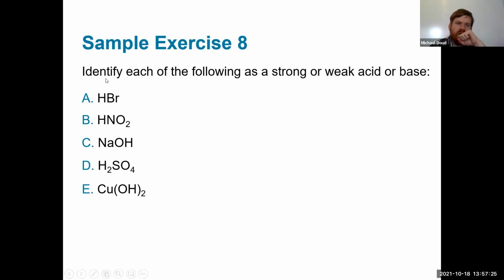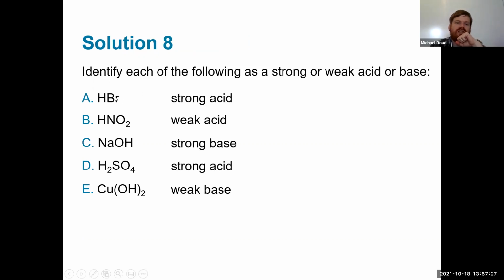And we're back. So HBr, that's one of our strong acids. It's hydrobromic acid. Again, it's one that we'll need to memorize. Then we have HNO2. It looks like a strong acid because it looks like nitric acid. But remember, NO2 minus, that's nitrite. So that would form nitrous acid, which is a weak acid. Next up, sodium hydroxide. That's the sodium salt of the hydroxide ion. So that's a strong base. H2SO4, sulfuric acid, that's a strong acid.